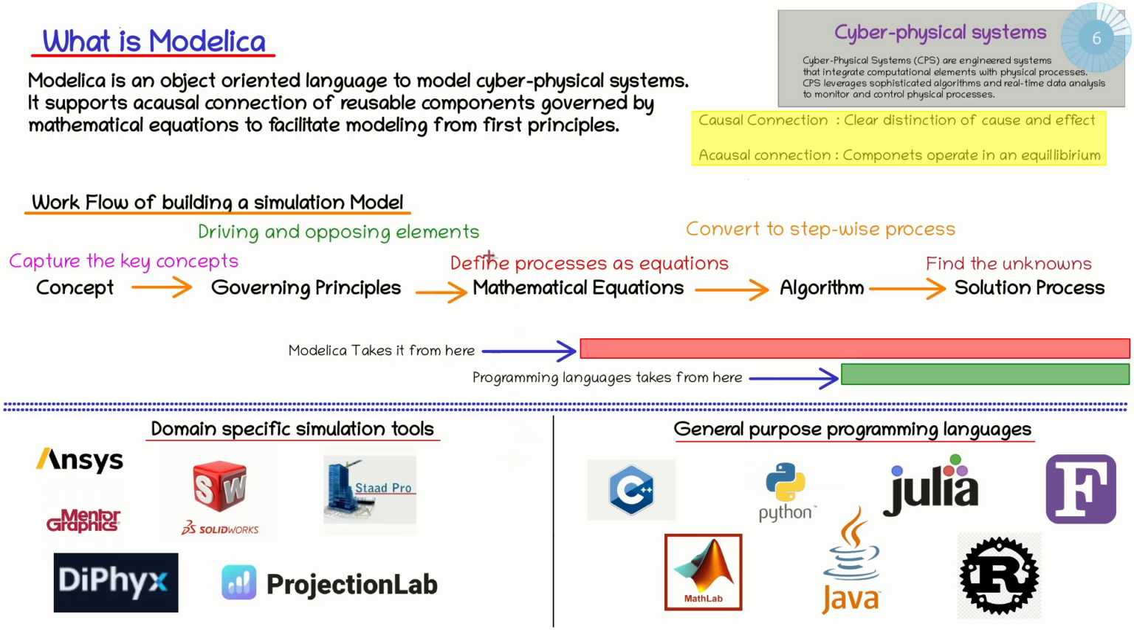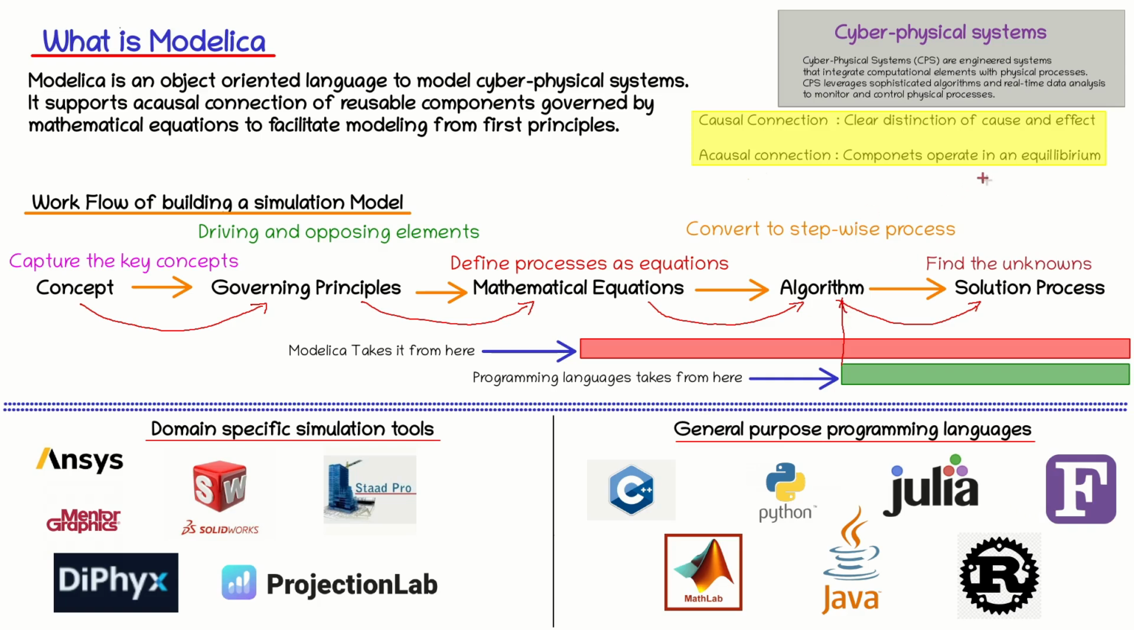To bring a little more clarity, let's look at how we work on building and simulating a mathematical model. We start with a concept, then we identify the key parameters and relationships involved, and we come up with a set of governing principles. Once these principles are solidified, we convert them into a mathematical system of equations. Then these equations are later converted into algorithms, and then the algorithms are solved for finding the unknown values. So in a typical programming language as shown here, like C++ or Python, the user needs to do up to this portion, that is up to defining the algorithm.